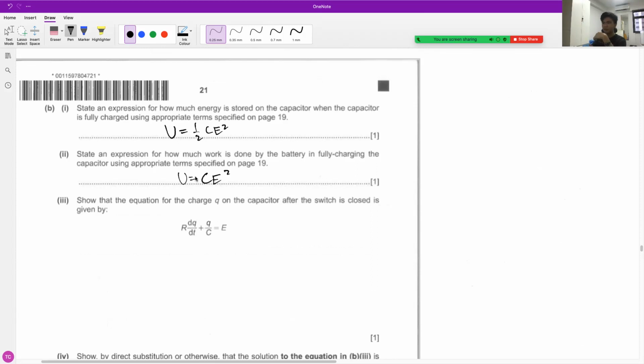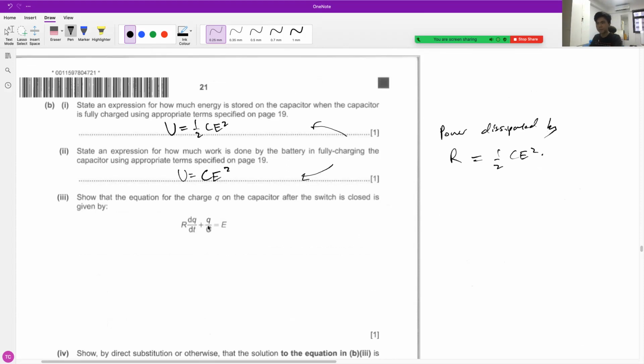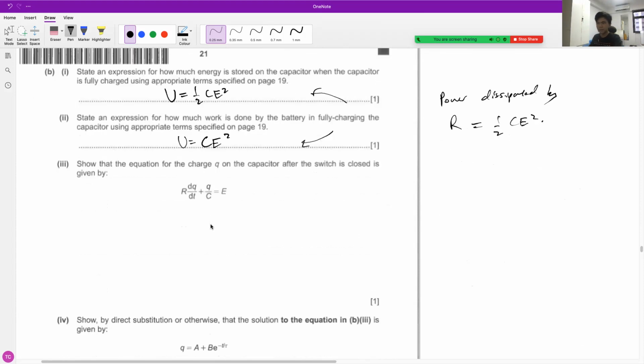So this would imply that the power dissipated by the resistor is equal to this quantity minus this quantity, which is also half CE squared. All right. Okay, so next question.